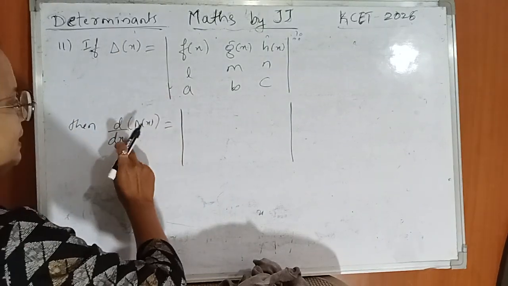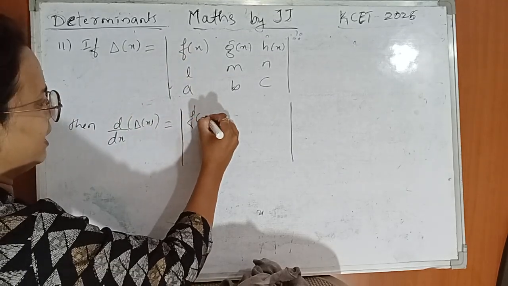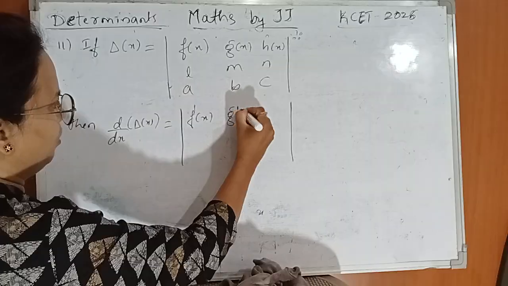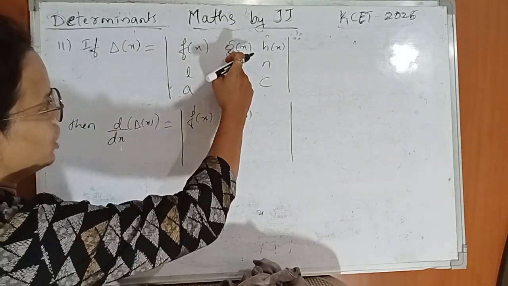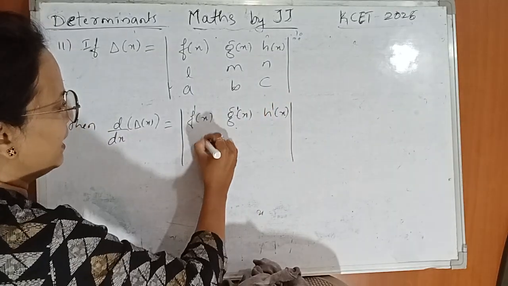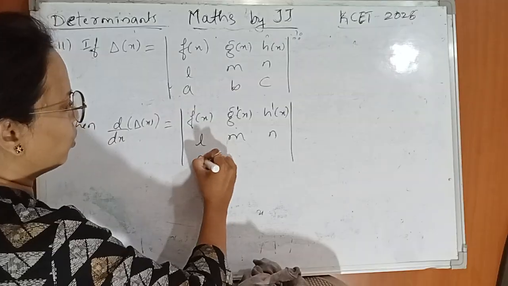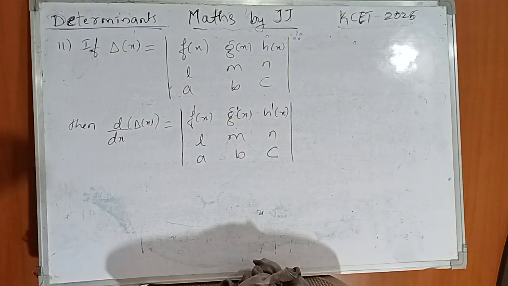So see, d by dx of delta x means I need to take the individual differentiation. That's it. So f of x derivative is f dash of x, g of x is g dash of x, h of x is h dash of x, keeping the remaining two rows' elements as usual, which are nothing but constants. So this is how we calculate the derivative of a determinant.